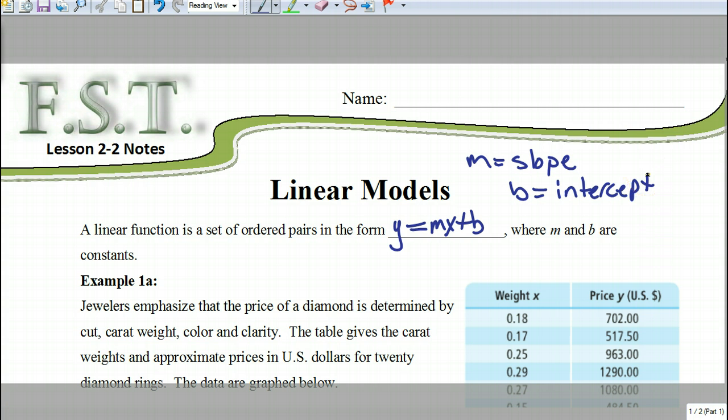So we are going to look at example 1, and this states: jewelers emphasize that the price of a diamond is determined by cut, carat weight, color, and clarity. The table gives the carat weights and approximate prices in US dollars for 20 diamond rings. The data are graphed below.